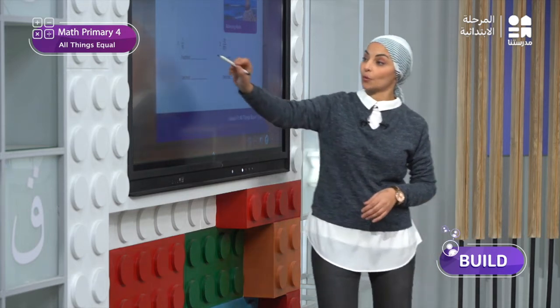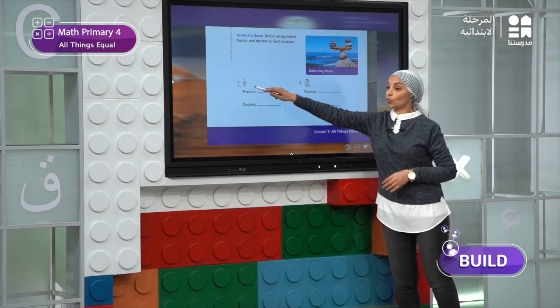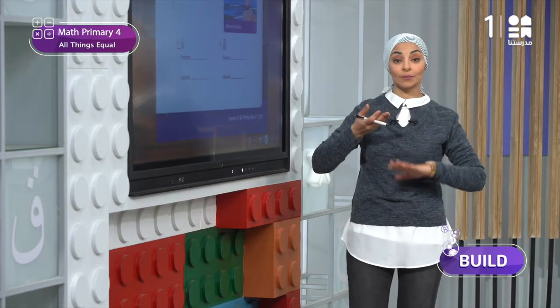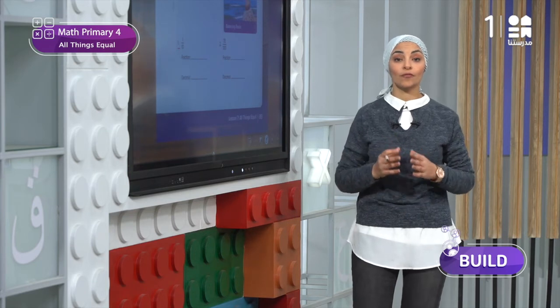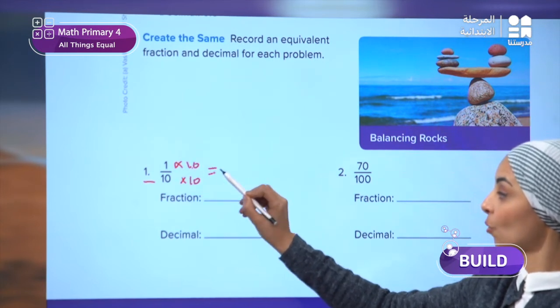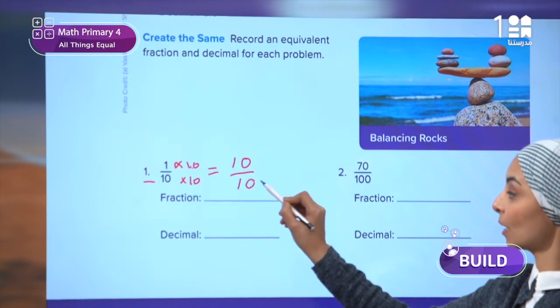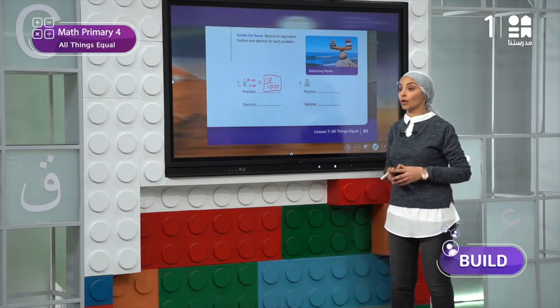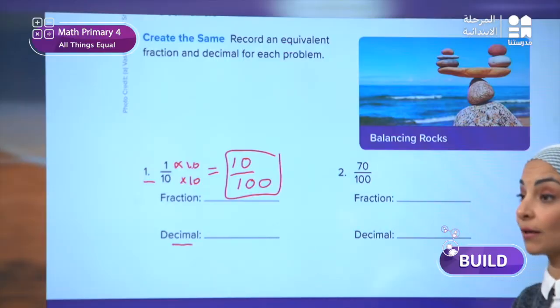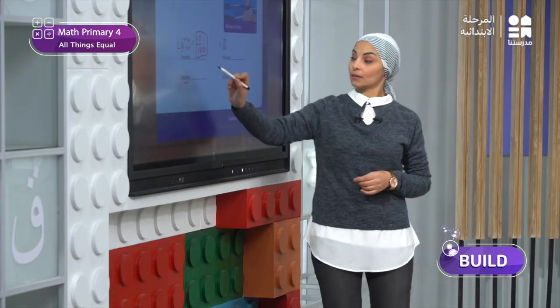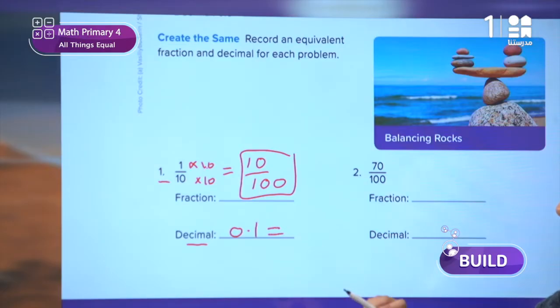In problem number one, I have 1 over 10. We can find its equivalent fraction by multiplying the numerator and denominator by 10. So 1 over 10 will be equal to what? Multiply by 10 up and down. 1 times 10 equals 10 and 10 times 10 equals 100. So the equivalent fraction is 10 over 100. What about the decimal? 1 tenth, 1 over 10, has the equivalent decimal 10 hundredths, right?